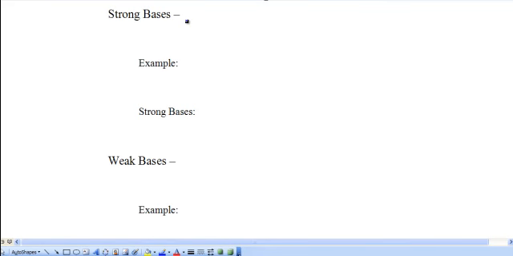And we're back to wrap up 19.3, where we're dealing with the strength of acids and bases. In the first podcast of this section, we took a look at the difference between strong acids and weak acids, and now we're going to take a look at the difference between strong bases and weak bases.